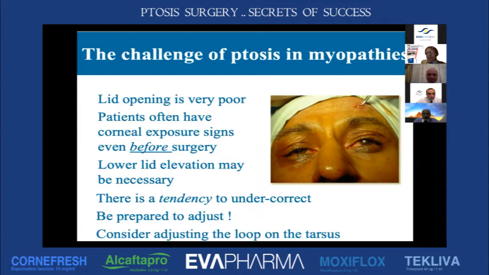There is a tendency, I find, to undercorrect at the beginning of one's career, and that's probably true for most ptosis, but certainly in these patients, do not leave them undercorrected, because you can always let them down again if you have to. Do be prepared to adjust. Have a low threshold for adjusting. But also, and finally, my last point, don't always adjust at the top. Consider opening the skin crease again and adjusting the loop on the tarsus and suturing it back down to the tarsus. And you may find that the original surgeon had not ever sutured it to the tarsus at all.